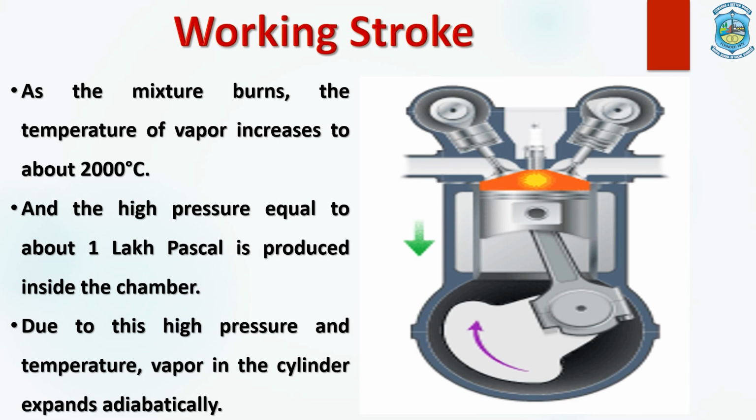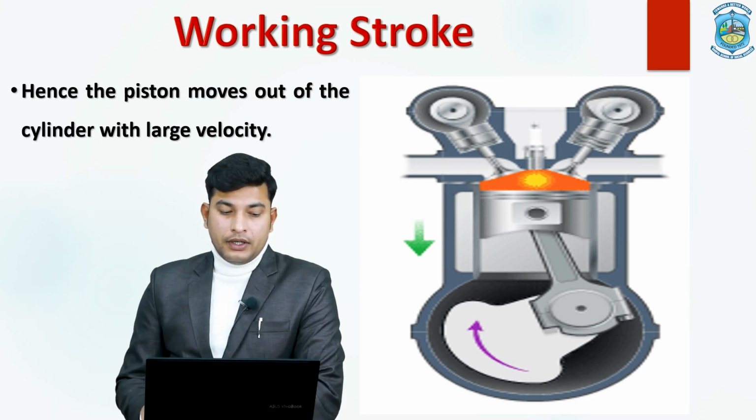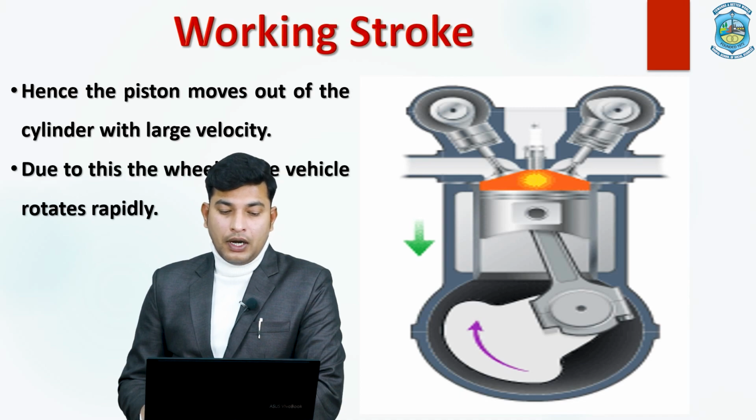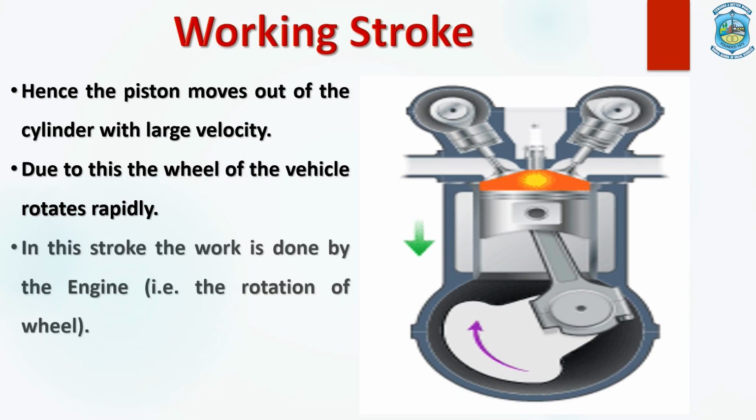Due to this high pressure and temperature, the vapor in this cylinder expands adiabatically in a high pressure region. So the piston moves out with large velocity, and this large velocity creates a heavy, rapid rotation of our wheel. In this stroke, the work is done by the engine. That particular work done is the rotation of the wheel that we have achieved. So this is known as the working stroke because of this.